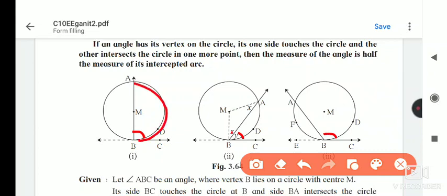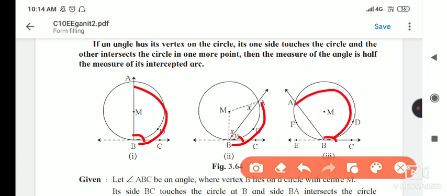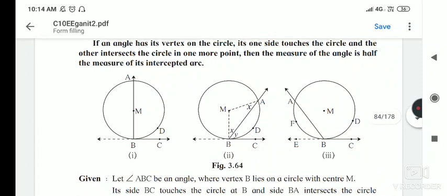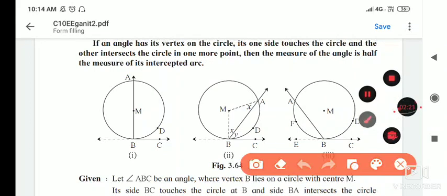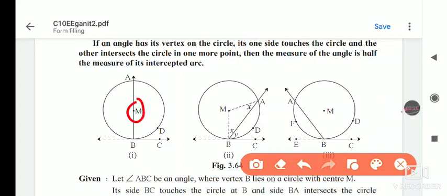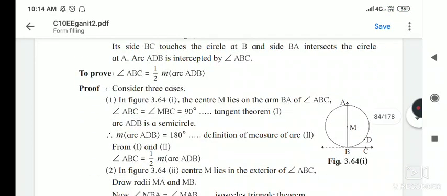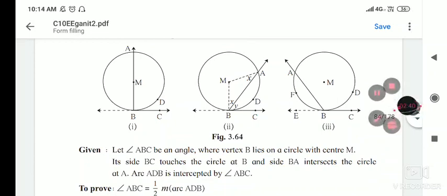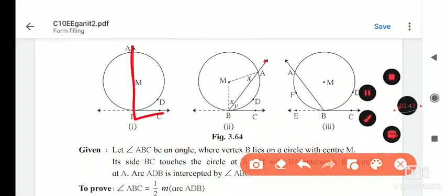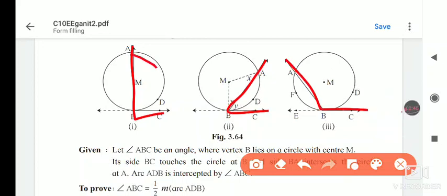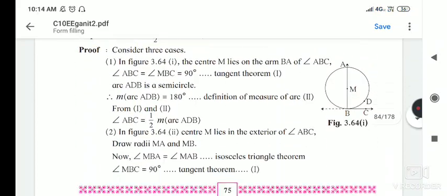arc ADB, half of arc ADB, and I already taught you how to prove this. There are three conditions I told you: when one of the arms passes through the center of the circle, when the center of the circle is exterior of the angle, and when the center of the circle is interior of the angle. These three conditions we had seen, and in any condition, the measure of angle ABC is half the measure of arc ADB, that we have proved.